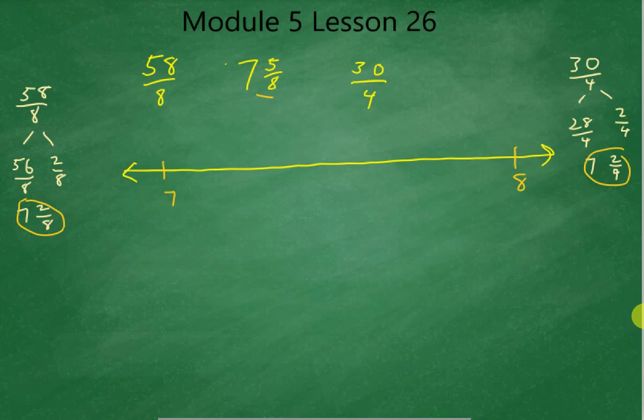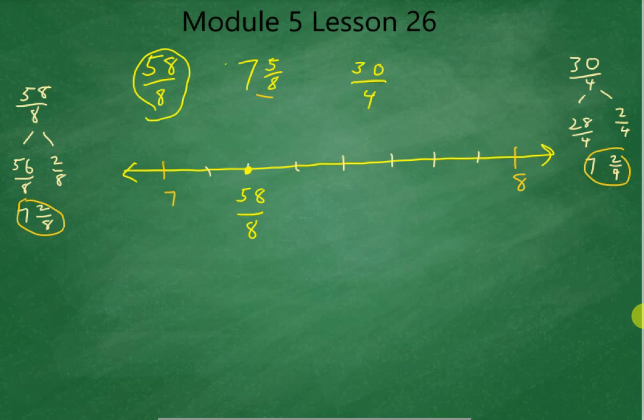So let's see, 7 2/8. Well, let's go ahead, and that would be a half. Those would be fourths. Those in half again. Those would be eighths. So 7 2/8, our first one, would go right here. That's our 7 2/8. But remember, let's put it in the form it was, 58/8. So 58/8 would go here.